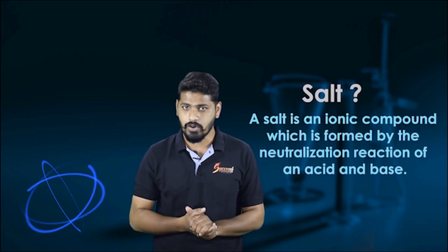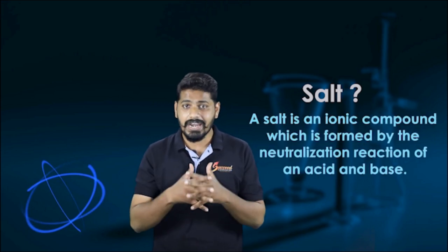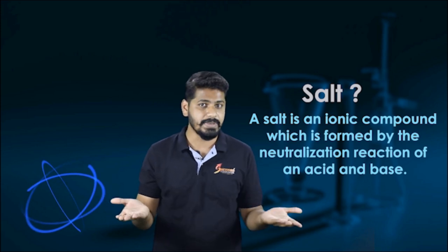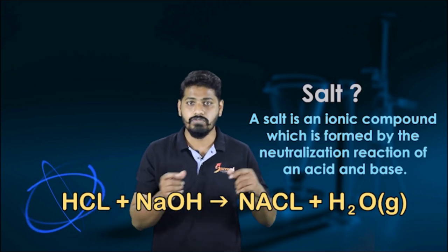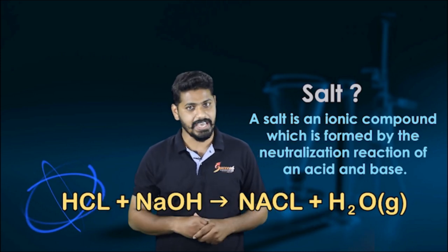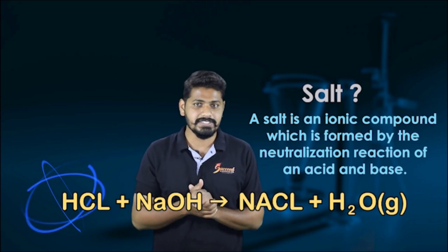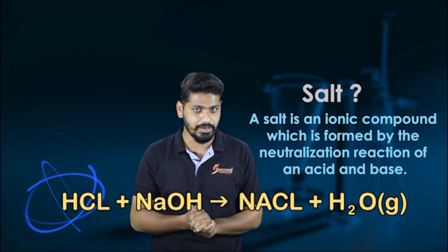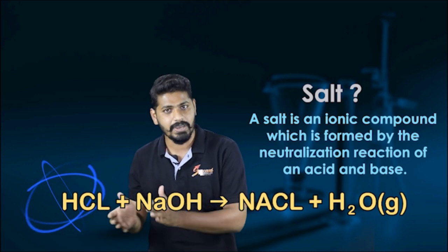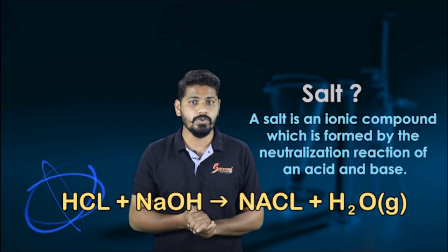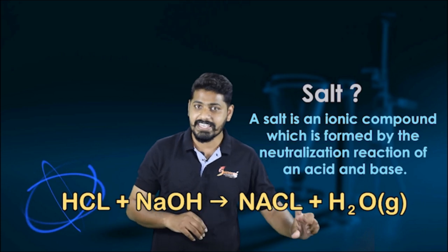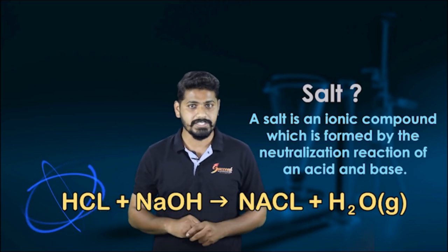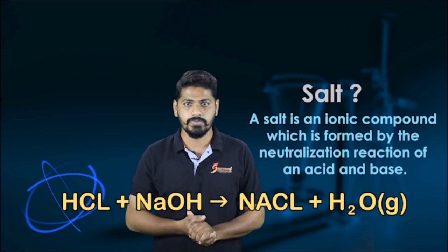Yes, now it's time to know about the salt. A salt is an ionic compound which is formed by the neutralization reaction of an acid as well as the base. Let me give an example. When HCl is combined with NaOH, it forms NaCl along with H2O, right? As we know that opposite charges attract each other, this is what is happening here. HCl will split into H plus and Cl minus ions and NaOH will split into Na plus and OH minus ions. Cl will combine with the Na so that it forms NaCl, and H plus will combine with the OH and it forms the H2O, right?